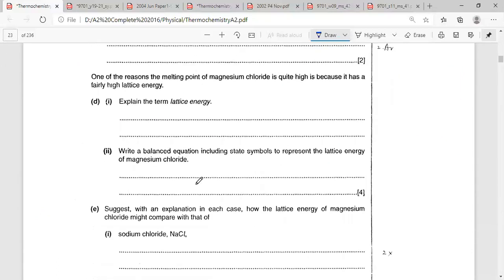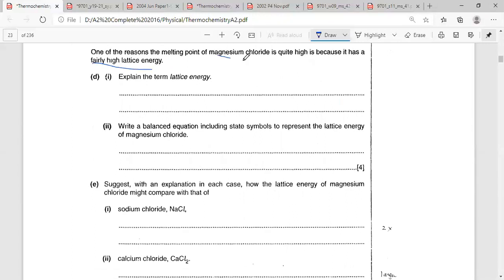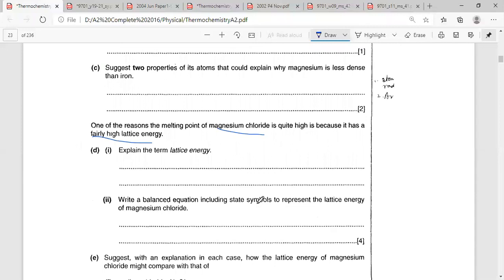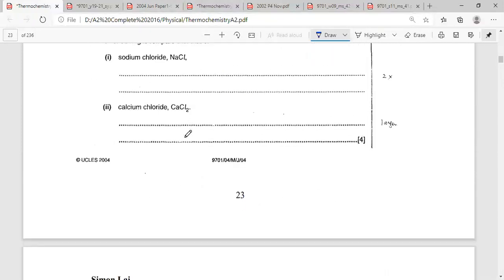23. See, yeah? One of the reasons for the high melting point of magnesium chloride is that it has a fairly high lattice energy. Why? Because magnesium chloride is what? It's an ionic compound. Explain the term lattice energy. Write a balanced equation including state symbols to represent the lattice energy of magnesium chloride. 4 marks means 2 marks and 2 marks. Okay, 4 marks here, and let's look at the answer script.